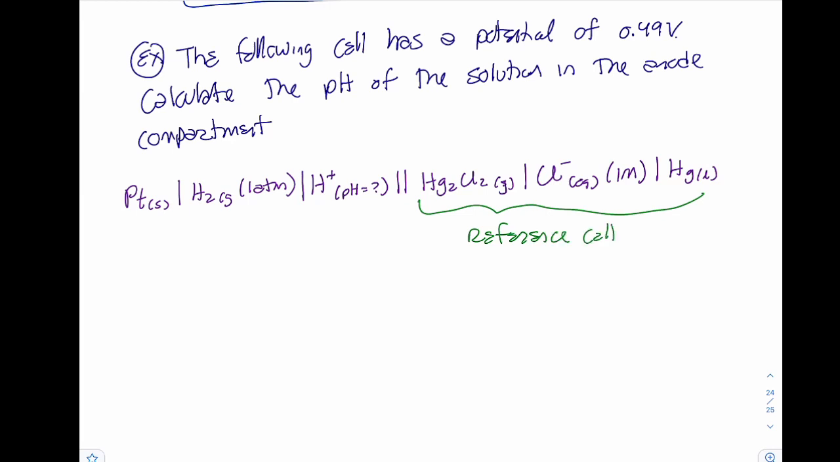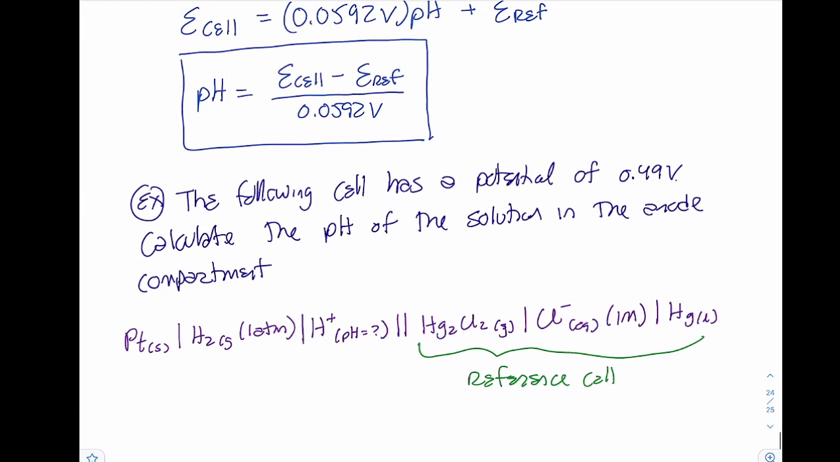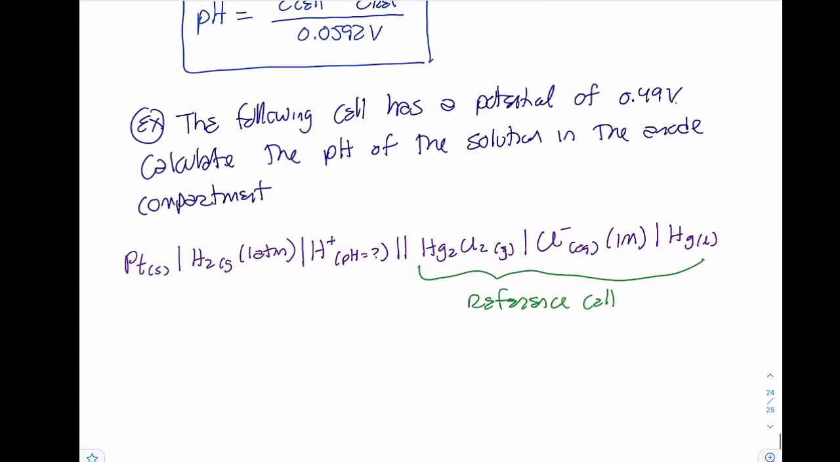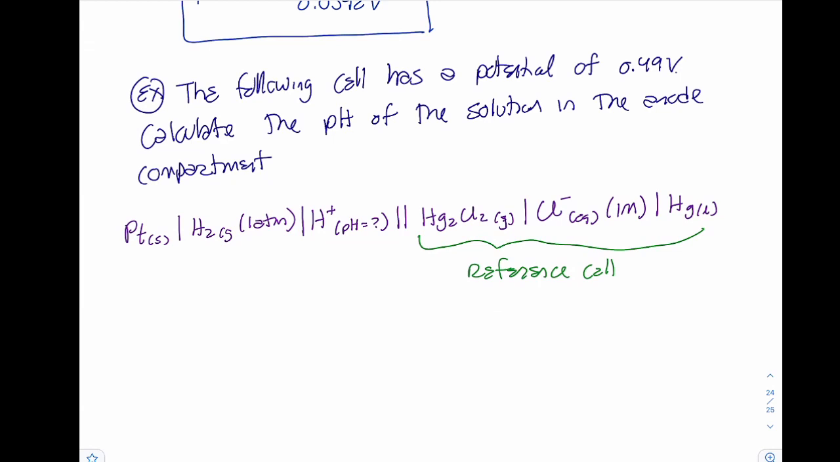So really, to solve the problem using this equation, we have E cell that's given to us in the problem. This is our half cell potential for our reference cell. So you could just look this up on your standard reduction potentials, it's already a reduction. Just take that value, plug it into the equation. So let's write that out so we know what we're looking for.